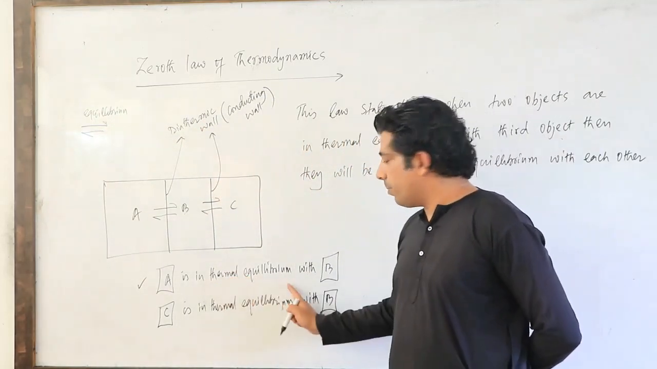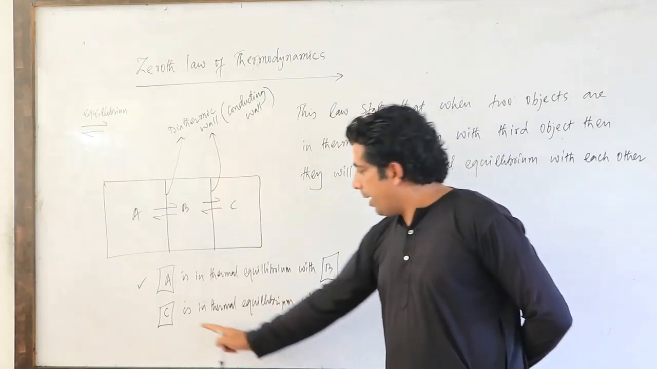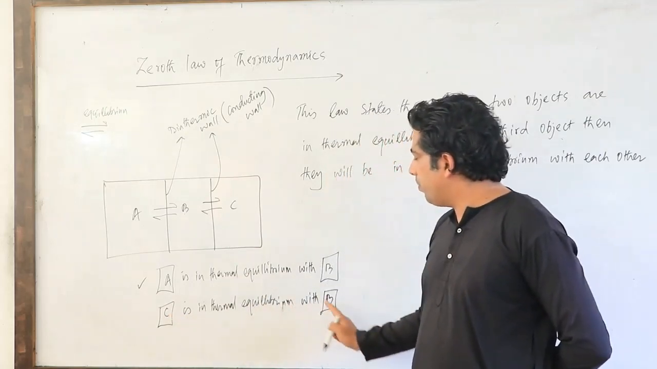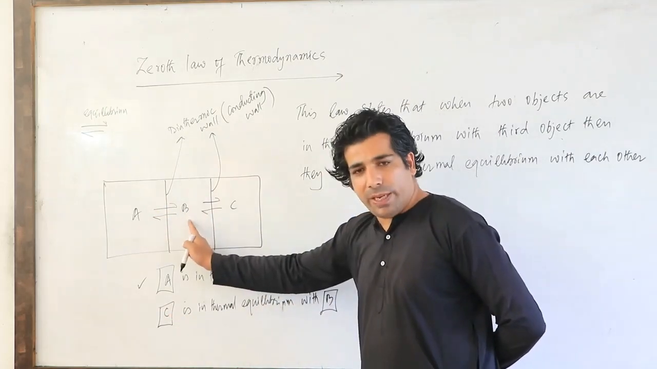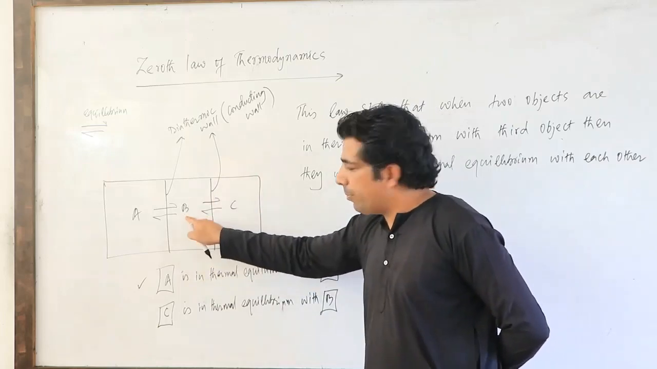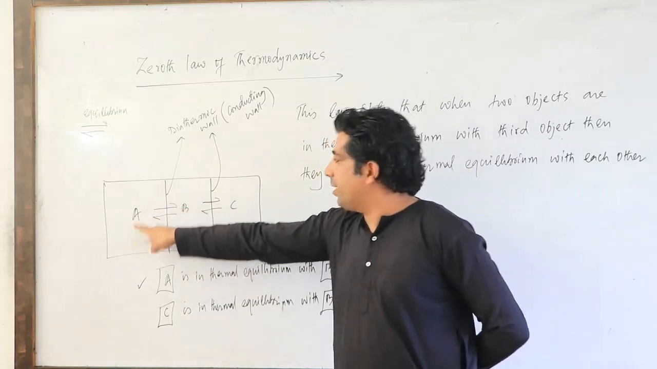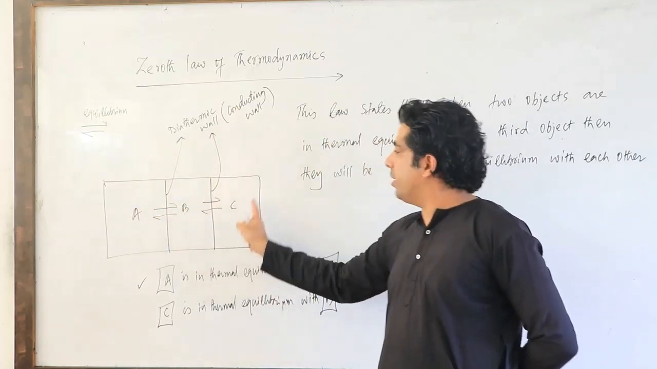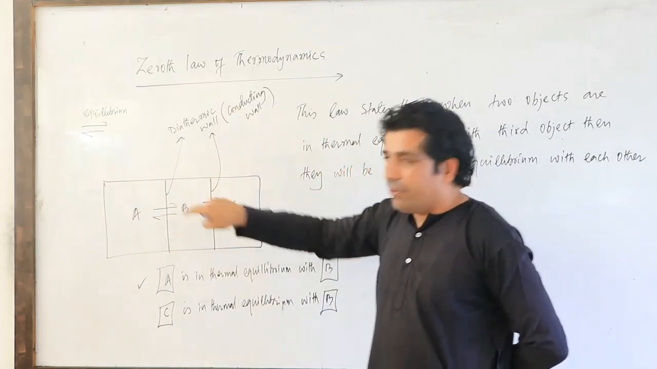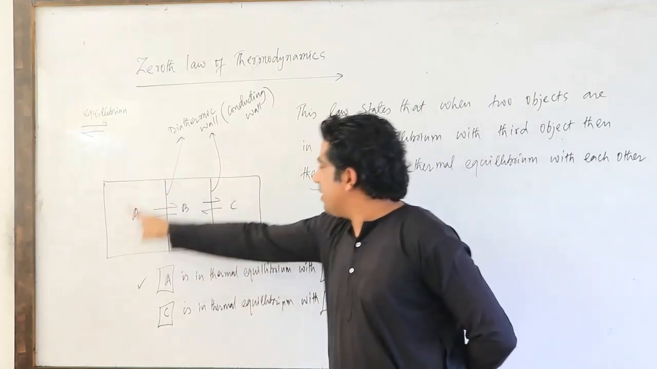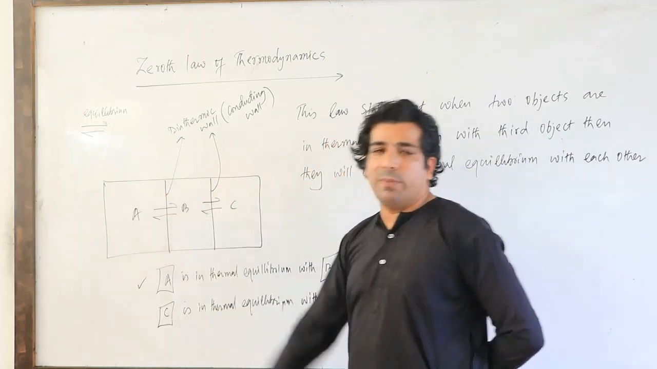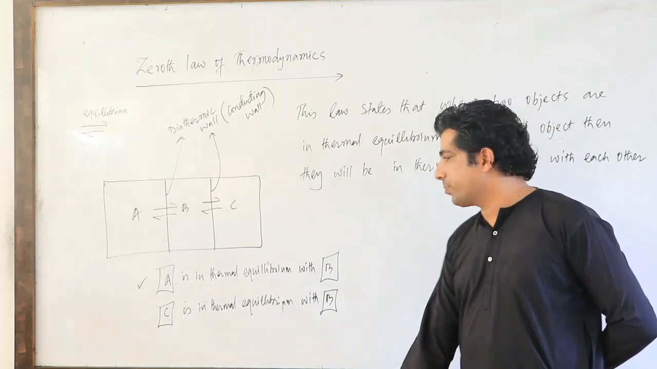A is in thermal equilibrium with B and C is in thermal equilibrium with B. A is in equilibrium with B and C is also in equilibrium with B. Then according to this law, when A is in thermal equilibrium with B and C is also in thermal equilibrium with B, which means that A and C will also be in thermal equilibrium with each other.